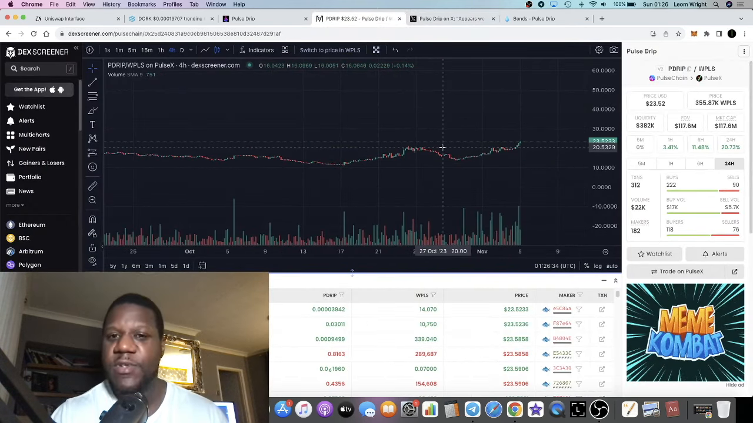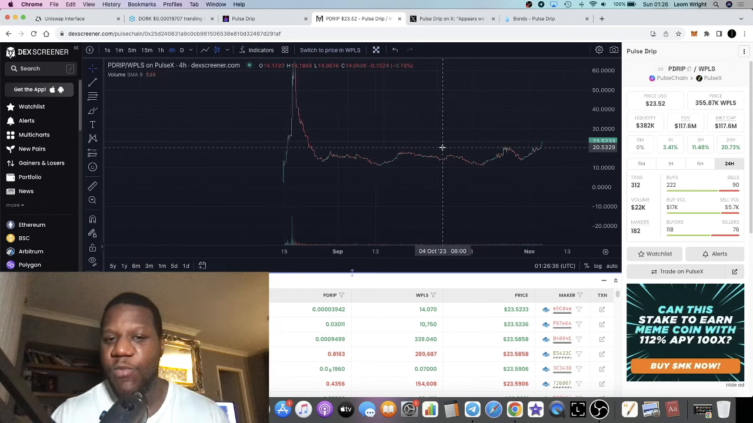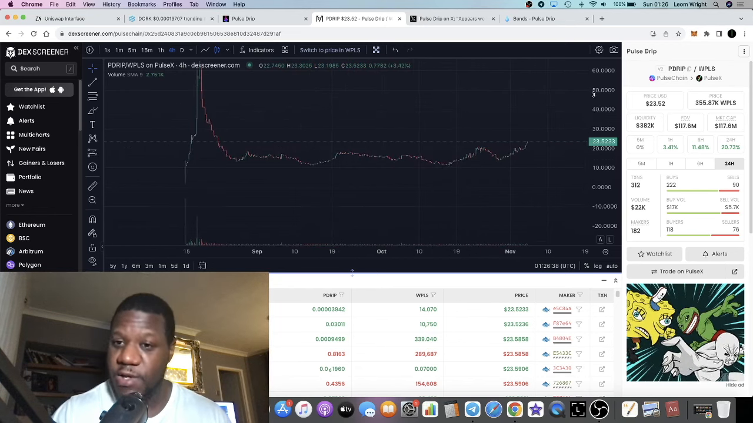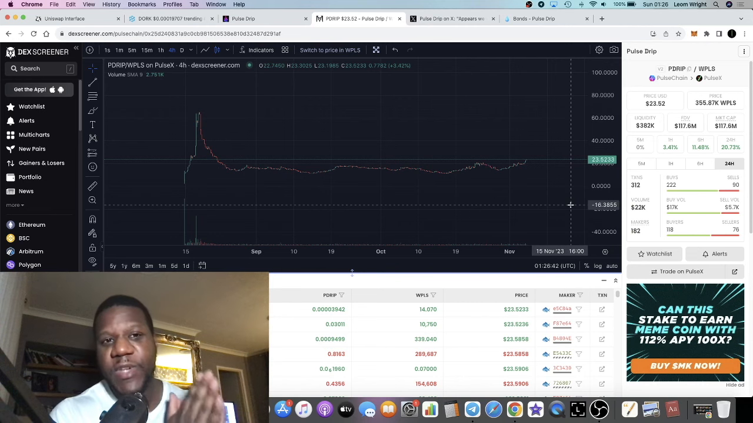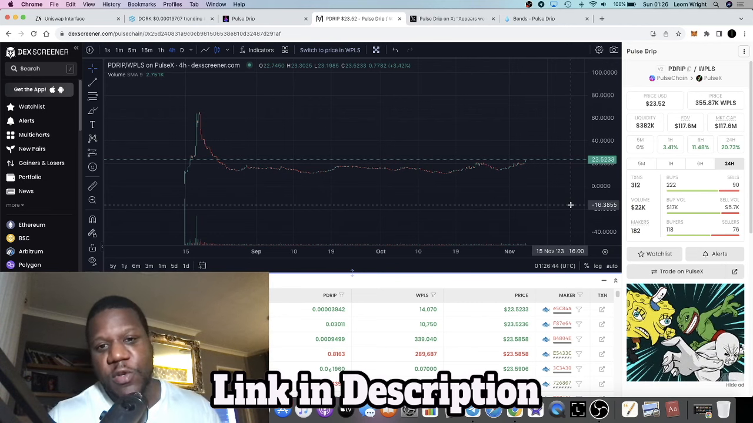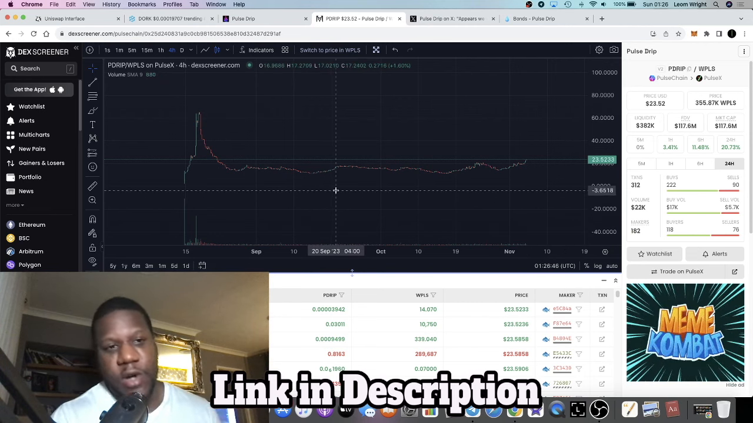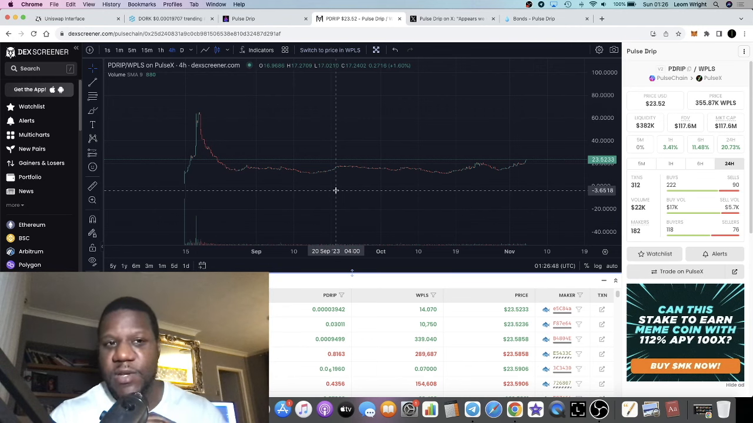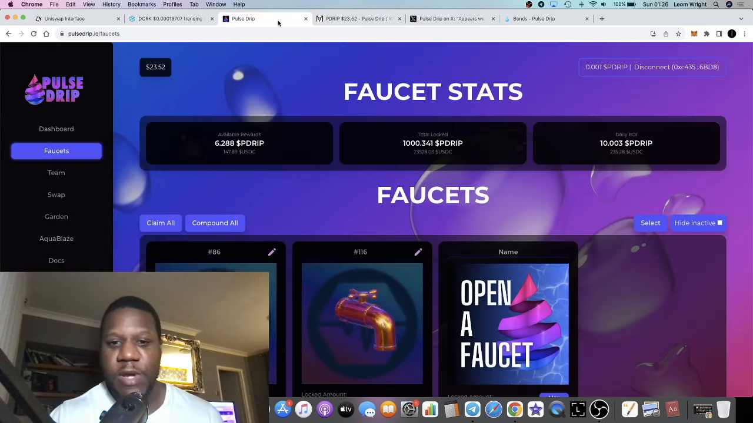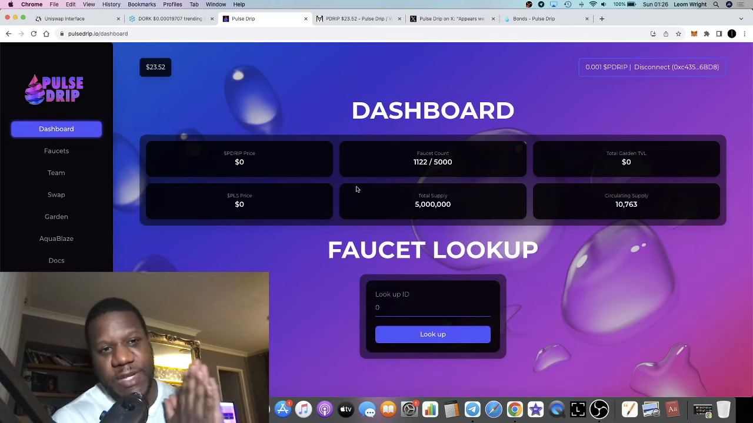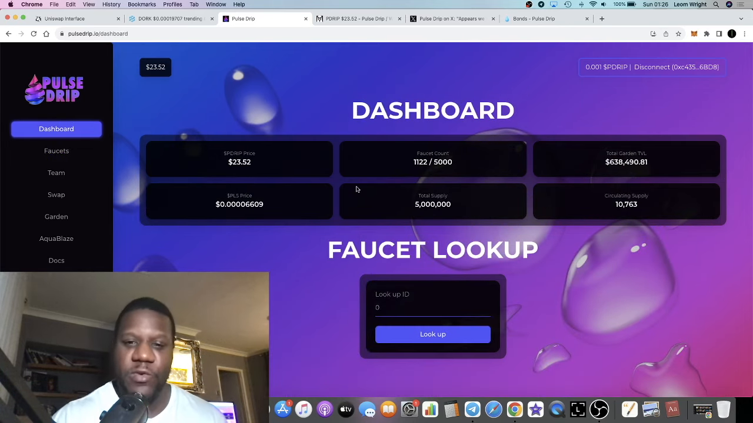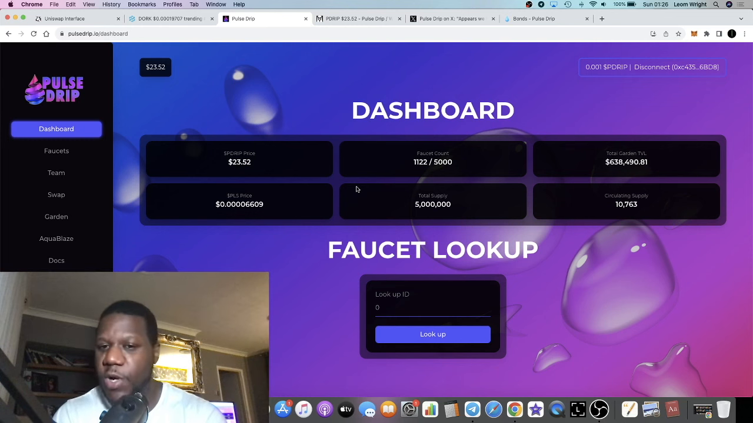We've broken out of this downtrend, and we could potentially go back into price discovery, guys. This chart is looking super bullish. Congratulations to those who have been accumulating, got into the faucet, and you know you're compounding, you're doing what you do in pulsedrip. If we go over to the dashboard, right, it's well over 1,000 faucet count now, 1,122 faucets, right? So, you know, this thing isn't slowing down.